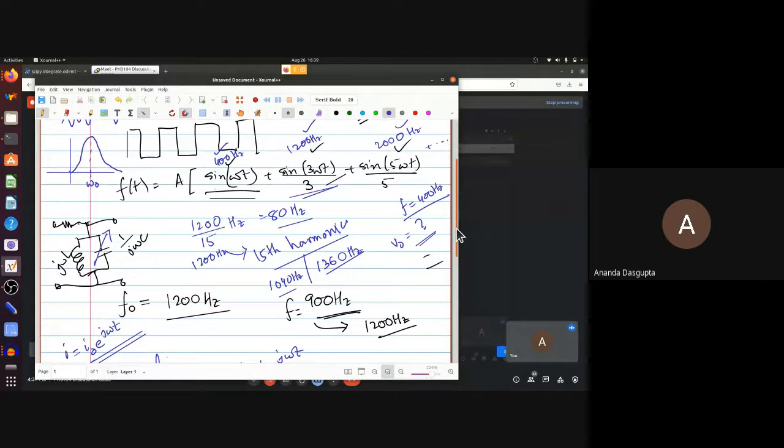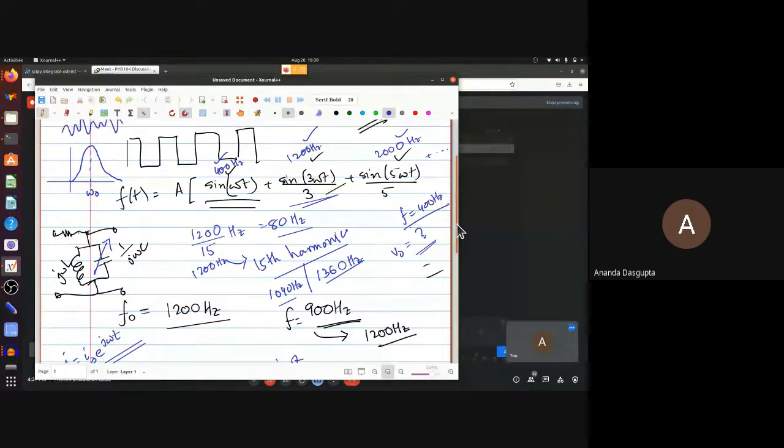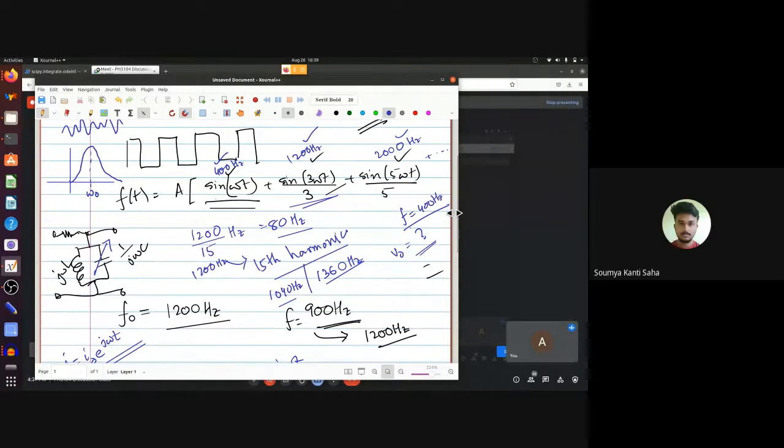Okay, think about it. I'm going to ask this again the next day. Sir, maybe the quality factor changes. Good, that would be a very important point actually, to reduce attenuation.